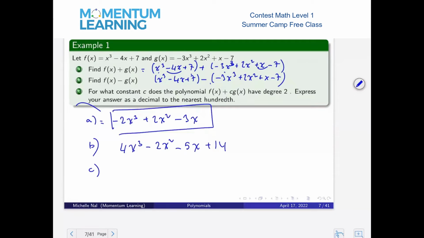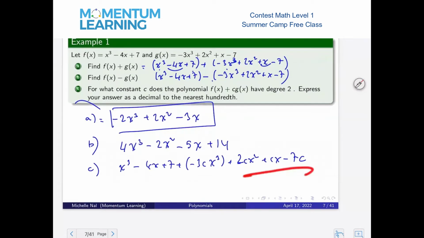So, like I said, students try to write the whole thing out: x cubed minus 4x plus 7 plus negative 3cx cubed, and then 2cx squared plus cx minus 7c. But I remind them that I do not care about any of this. All I care about is x cubed being gone. Unless c is 0, I do not care about anything else here, right? So that means they did not really need to write any of this.